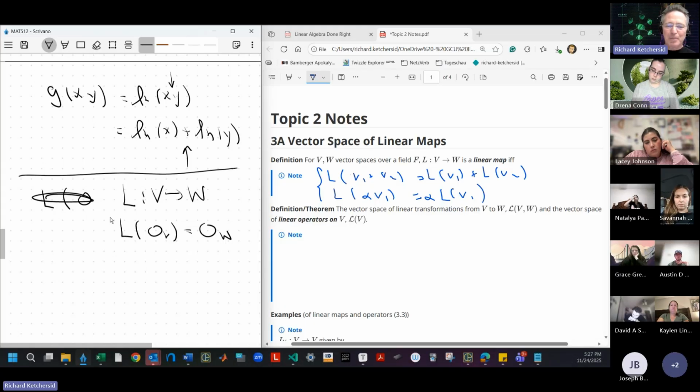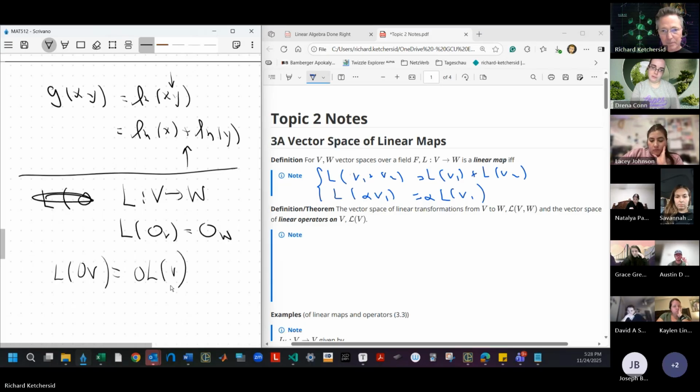You guys have to participate some. You have to say stuff. How can I get 0 of V from an arbitrary vector? I hand you an arbitrary vector. How can I make 0 from that vector? You multiply it by 0? I can multiply by 0. We had that as a theorem last time: the scalar 0 times V is always 0. So if that's true, then L of 0 times V, well, what is it? It's 0 times L of V.